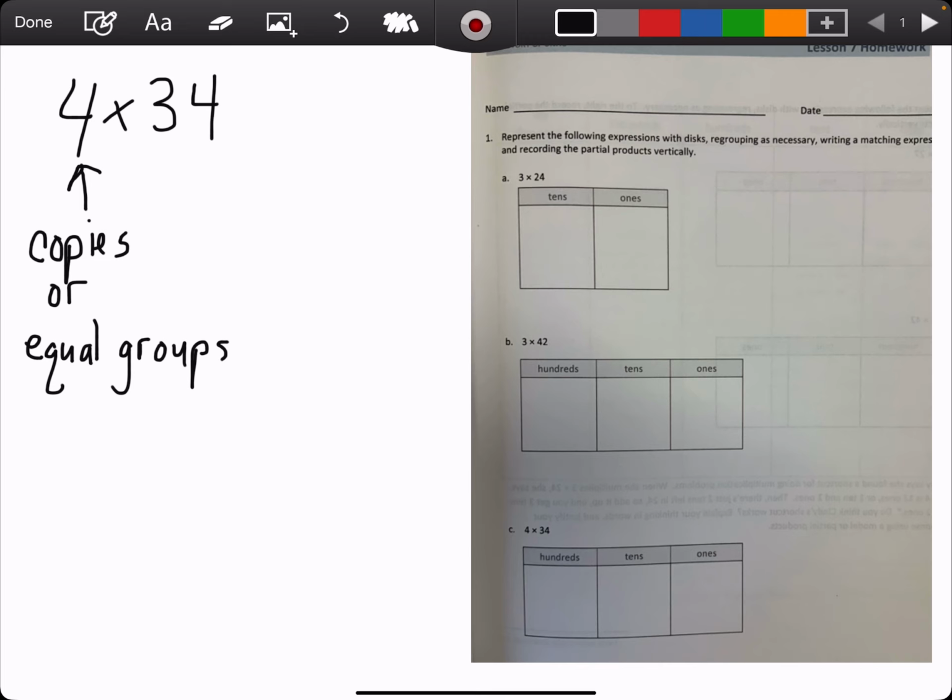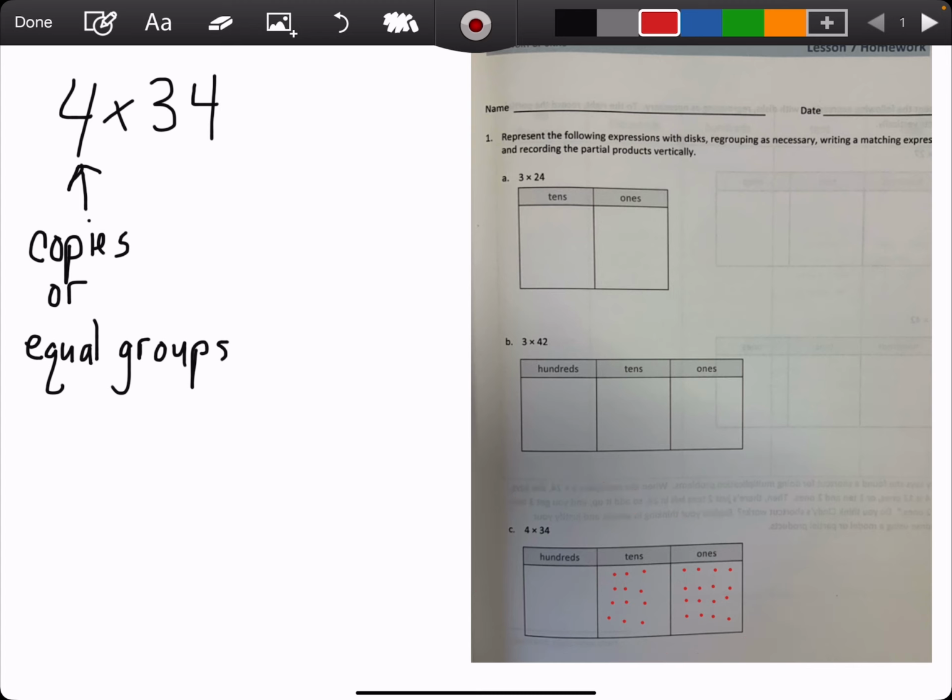So I go down here. 1, 10, 20, 30. 1, 2, 3, 4. That's 1 copy of 34. 10, 20, 30. 1, 2, 3, 4. So I have expressed and I have shown 34 4 times, all in this place value chart.